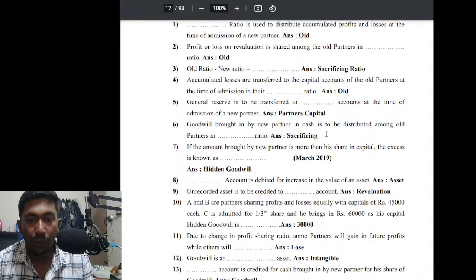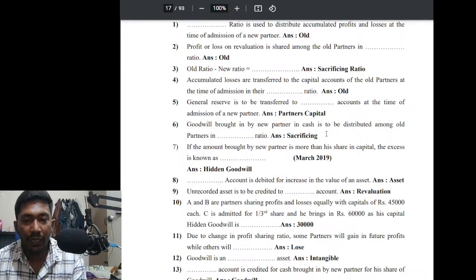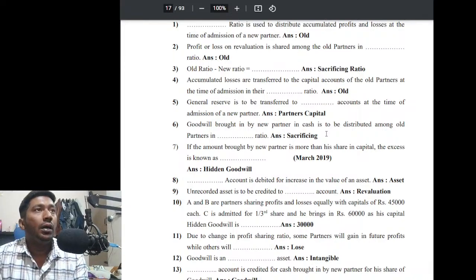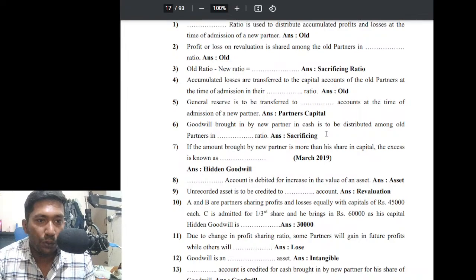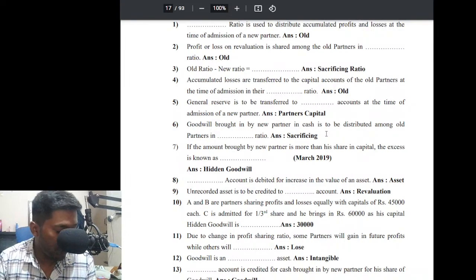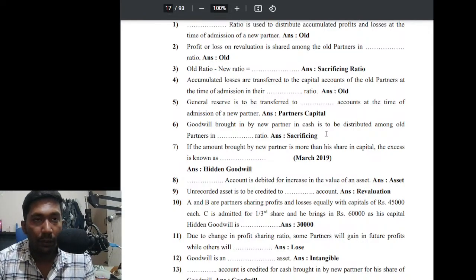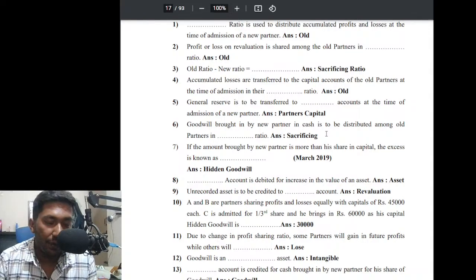Okay, next we have call scenarios, they will ask you for 2 marks. What do you mean by call scenarios? If the shareholders are not responding to the calls made, it is known as calls in arrears. If the shareholders are responding, first and final call together, that is known as calls in advance.